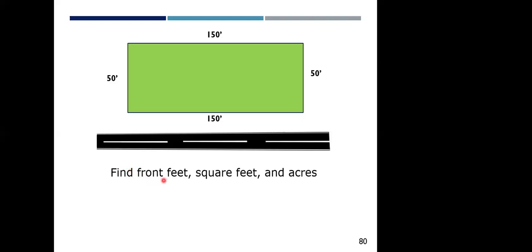So the first thing this problem wants us to do is find front foot, and all front foot is the piece of the land that runs parallel to the road. So in this particular problem, how many feet run parallel to the road? 150 feet. There are 150 front feet. They front the road. They face the road.